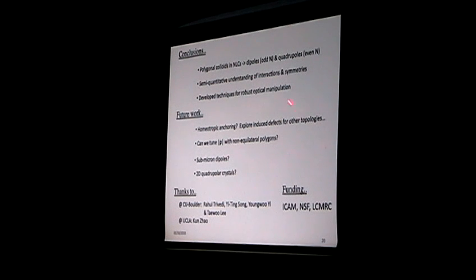Okay, so what we're exploring now are different anchoring conditions. One thing I didn't really get into is that if you have homeotropic anchoring, you can induce defects, and this is something people are very interested in in the soft matter community. Can we tune the strength of the dipole moment by using non-equilateral polygons? Can we make submicron dipoles since there are no bulk defects? And can we make 2D quadrupole crystals?